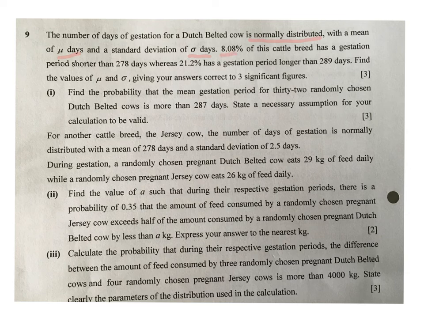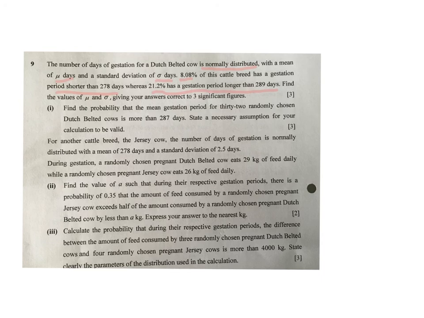Yes, we have 8.08% of this cattle breed has a gestation period shorter than 278 days, whereas 21.2% has a gestation period longer than 289 days. So from here, looking at this itself, you should be trying to form an equation.